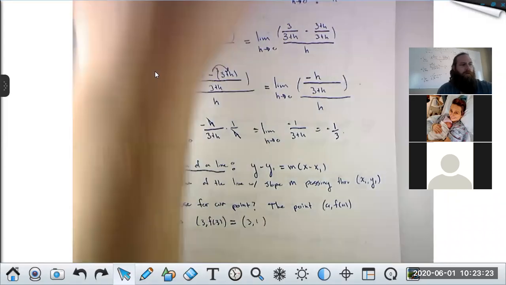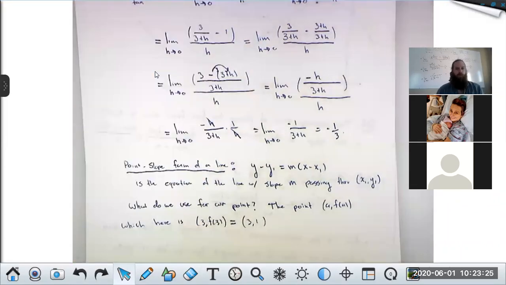Are you guys with me on this? Do you see why that's the case? The line I'm trying to find the equation of is a tangent line. A tangent line touches the graph of the function at the point of tangency. So I know that the point of tangency is on the tangent line, which means I can use that point as my point for point slope.